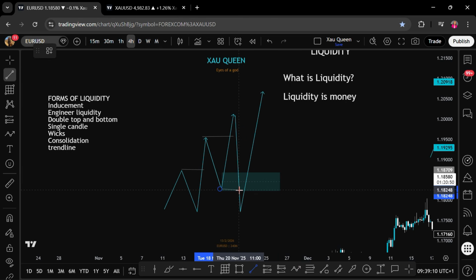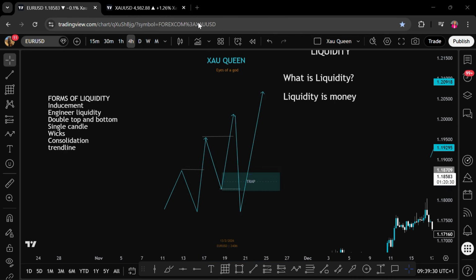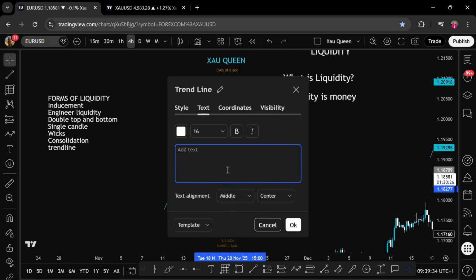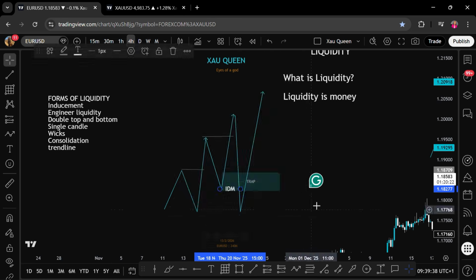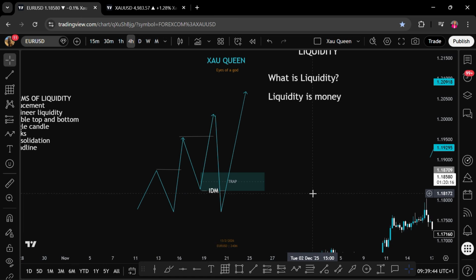Why? Because it trapped buyers to take a trade. So inducement is a trap. Let me label it here as trap. It trapped buyers here to enter the market, and the short form for inducement is IDM. IDM is the shorthand for inducement. So you can see the market does this a lot. This is what I literally trade.